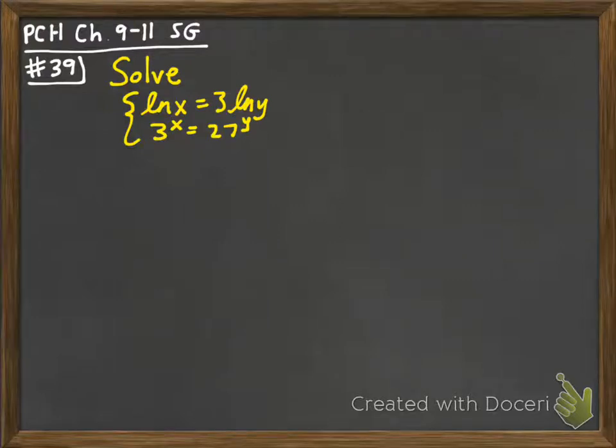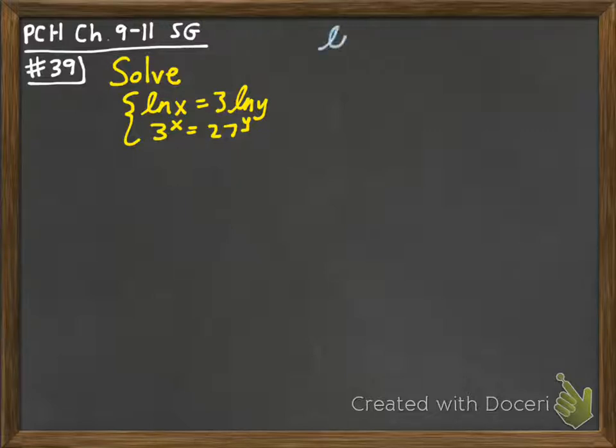So hopefully you've had a chance to take a look at this system of equations. The system has two equations in it, and we're supposed to find the solution. The solution always involves an x and a y in the problems that we've been doing, so this one's no different. The main thing is that we need to solve for y.